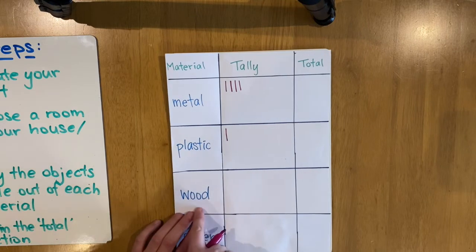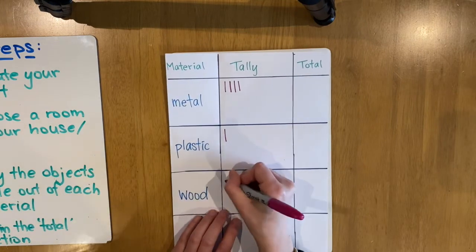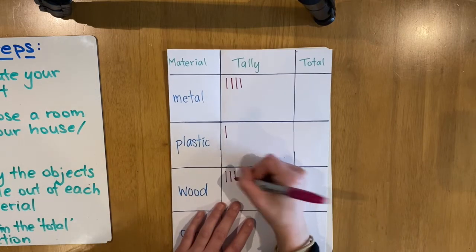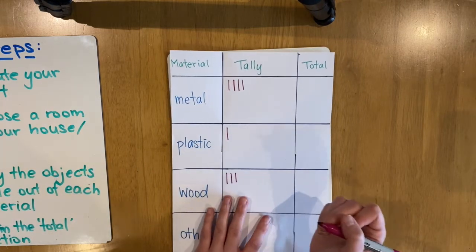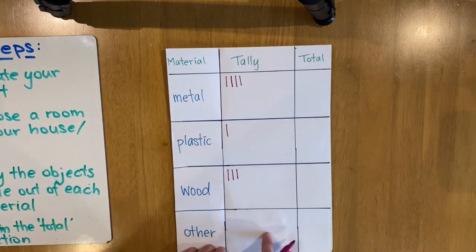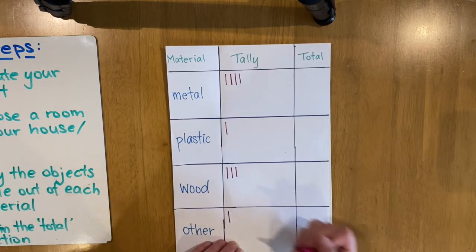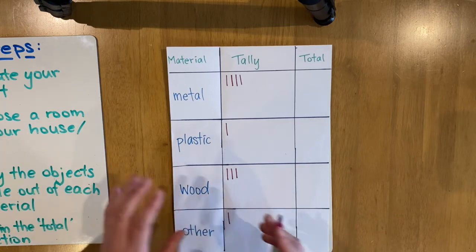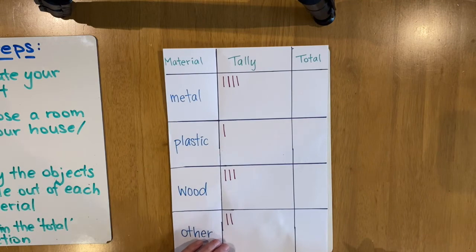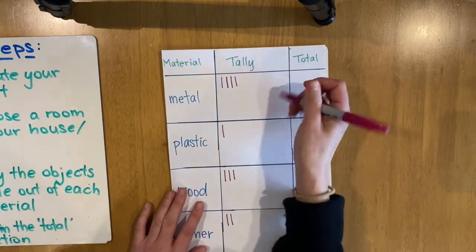Then you keep going. Wood, I've got my bedside table, then my wardrobe, my desk. What else have I got that's made out of wood? I can't remember. And then other things like paper. I've got my book. I've got a hot water bottle that's made of rubber. So that will be a tally for other. So let's pretend that I'm all finished and I've tallied everything in my bedroom. Then on this side, you'll write the total.